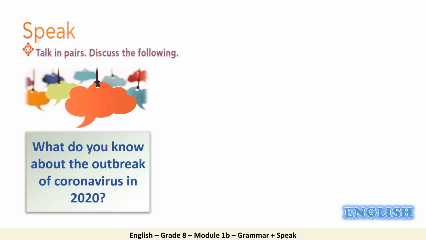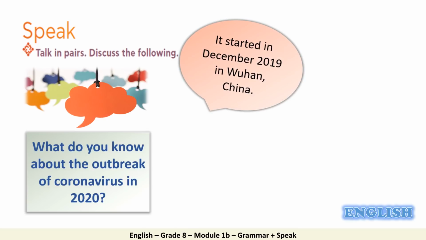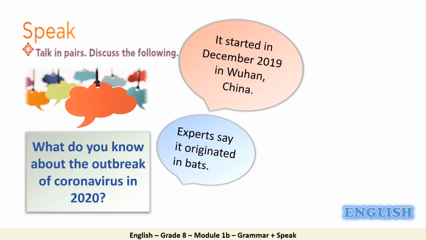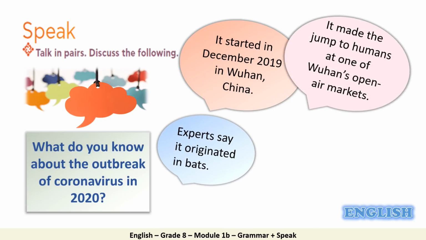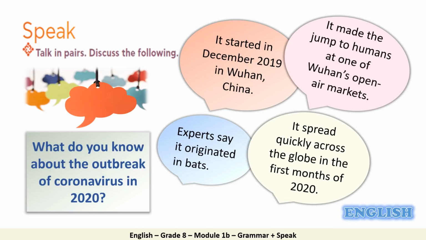What do you know about the outbreak of coronavirus in 2020? Excellent. It started in December 2019 in Wuhan, China. Experts say it originated in bats. It made the jump to humans at one of Wuhan's open-air markets.